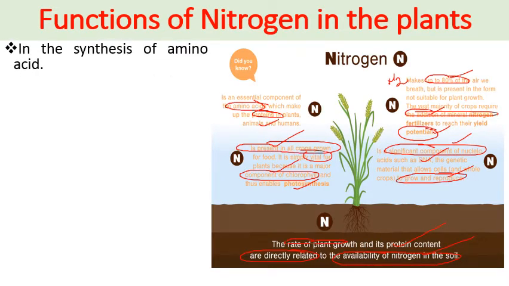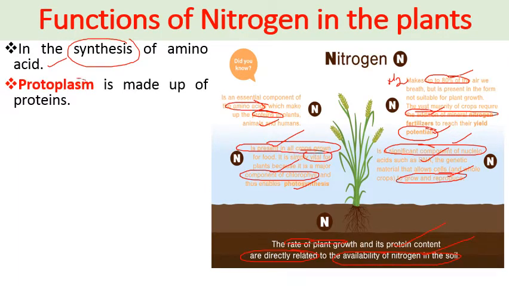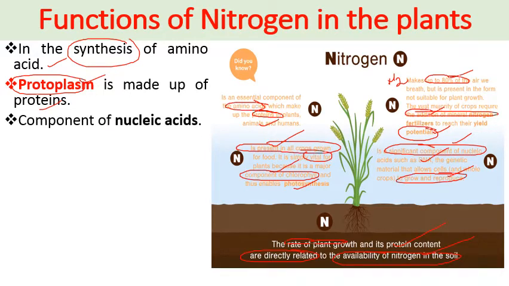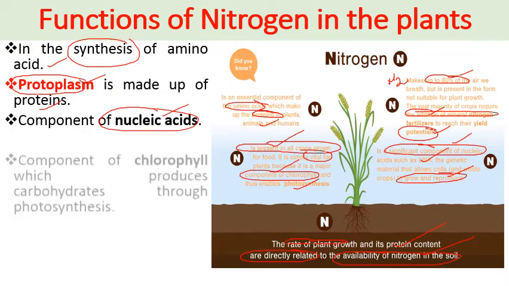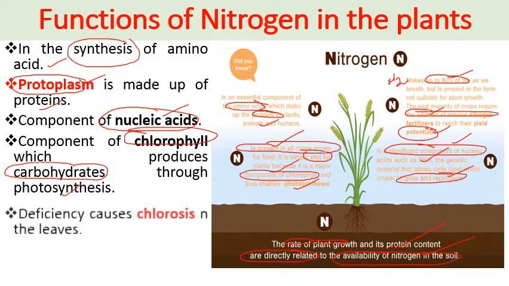Firstly, as we know, nitrogen helps in the synthesis of amino acids, which are the building blocks of proteins. Then it helps in the formation of protoplasm. As we know, protoplasm is the physical basis of life. So proteins make this life-forming matter, protoplasm. Then nitrogen is an important component of nucleic acids, the genetic material. Nitrogen is also an important component of chlorophyll, and chlorophyll helps in the formation of plant food, that is carbohydrate, through the process of photosynthesis.